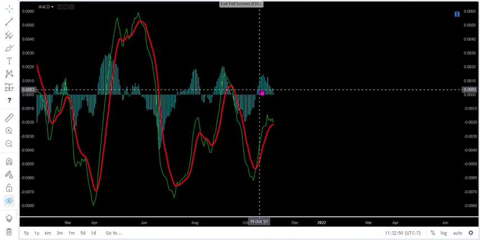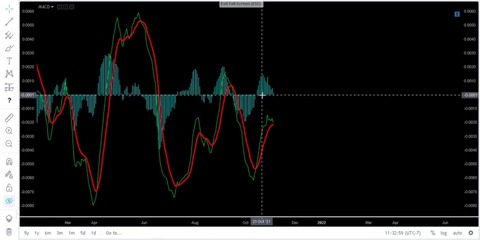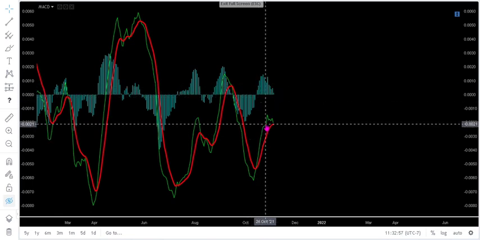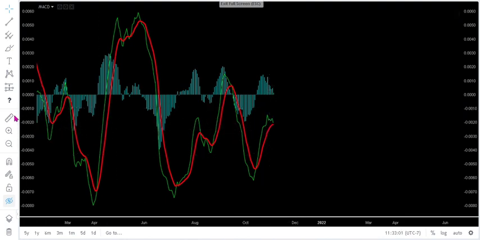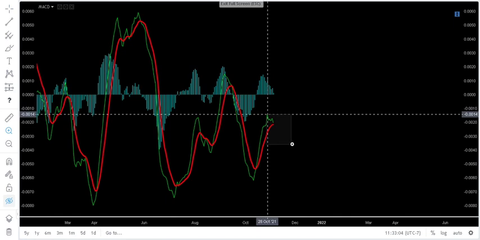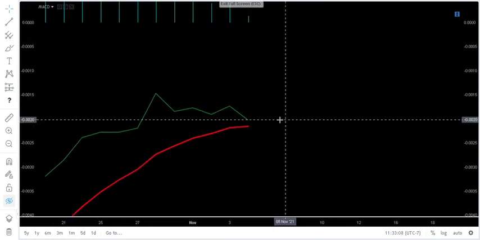On the MACD right now, it's showing that momentum is up because the bars are above the zero histogram line. It also shows that we're in an uptrend based on the MACD, but check this out. We're about to cross to a downtrend based on the MACD.